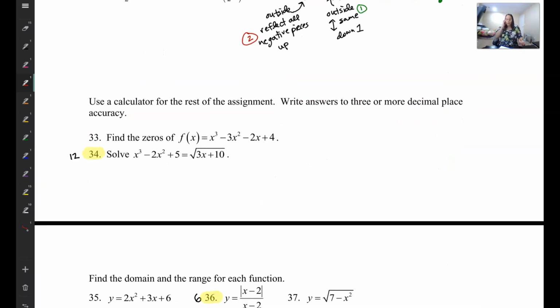Number 34, 12 of you asked for help with this one. This was the highest one. So what we're looking at, whenever it says solve something, if it doesn't say don't use a calculator, then use a calculator. Use a calculator whenever you want to, unless it specifically says not to. And this one even specifically says to use a calculator. So we are going to use a calculator for this. We're going to type this into y1 and type this into y2 and then graph them. So I'm going to pause it real quick while I do that, and then I'll show you what I get.